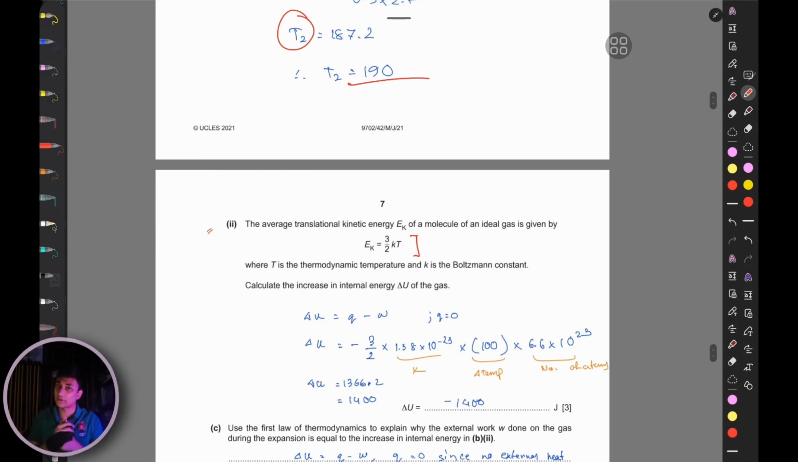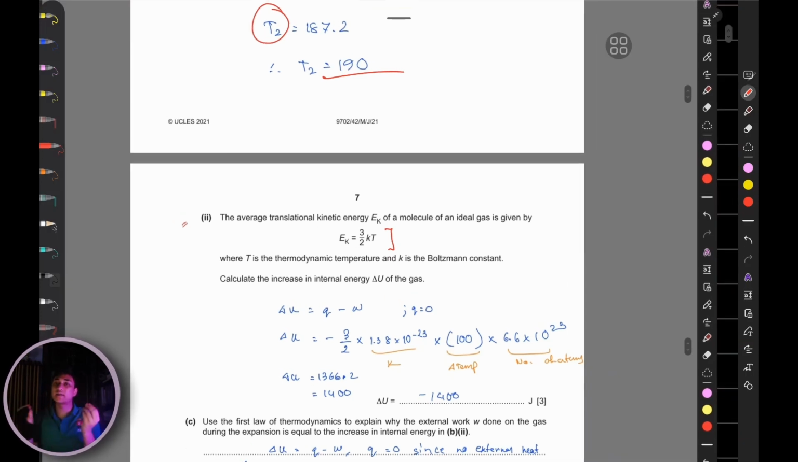This is the kinetic energy of any ideal gas particle or molecule. Okay, this is not the total kinetic energy of the entire system. This is the kinetic energy of any single molecule or particle, right?